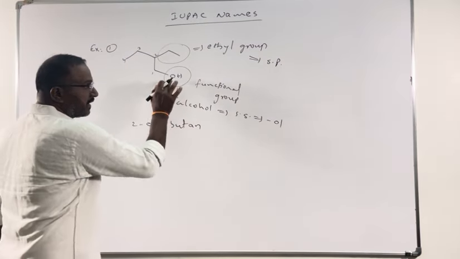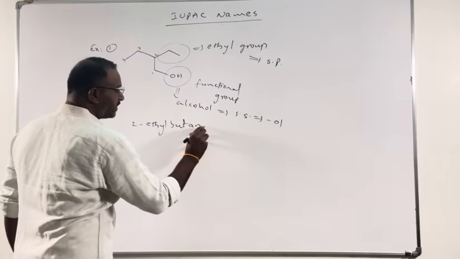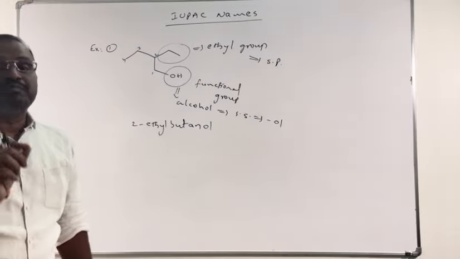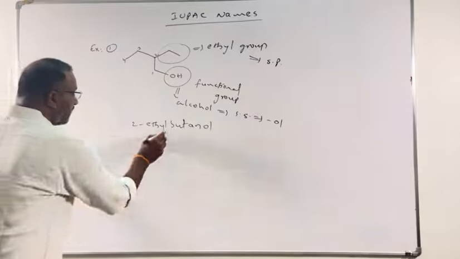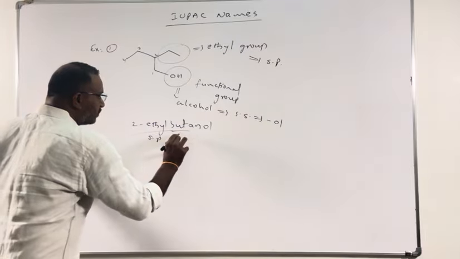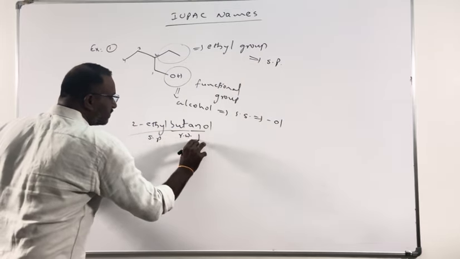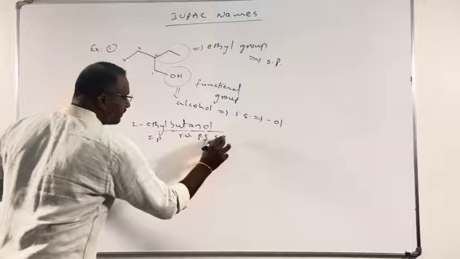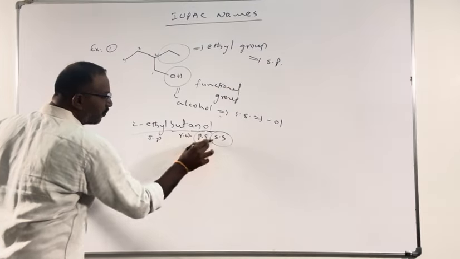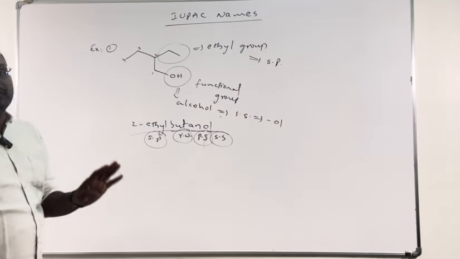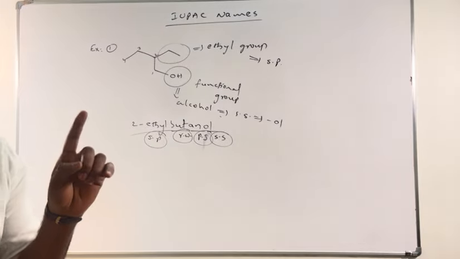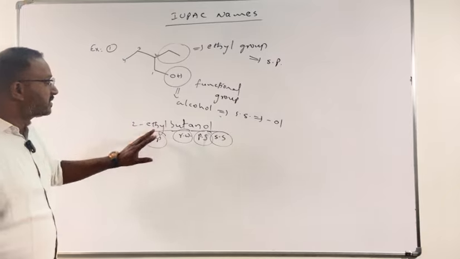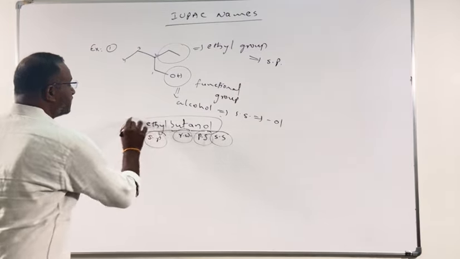After that, we have to write the secondary suffix. That secondary suffix is "ol". So the name is 2-ethylbutanol. 2-ethyl comes under secondary prefix, "but" comes under root word, "ane" comes under primary suffix, and "ol" comes under secondary suffix. Like that, it has 4 parts of the IUPAC name. The fifth one, primary prefix, is not here. So this is the IUPAC name of this molecule.